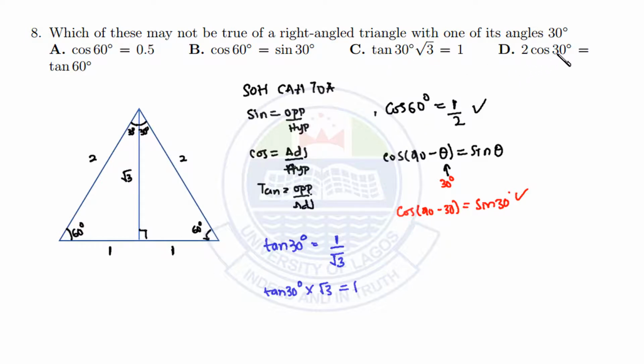Then the last option, we have 2 cos 30 equals tan 60. Let's check that. 2 cos 30. So what is cos 30? Cos 30 is adjacent over hypotenuse. That's square root of 3 over hypotenuse, which is 2. We want to check whether it equals tan 60. Tan 60 is opposite over adjacent. That's root 3 over 1. So definitely this one too is true. So everything in this option is true. So the correct option here is E.